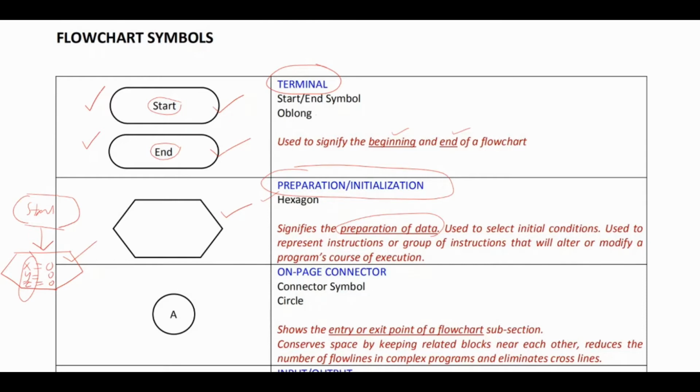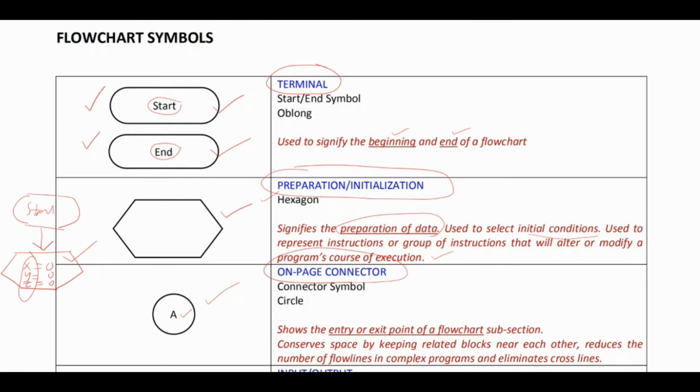This is used to set initial conditions, and used to represent instructions or a group of instructions that will alter or modify a program's course of action. The next symbol is called the on-page connector. This is a connector symbol and the shape is a circle with a label so that we could connect disjoint flowcharts.